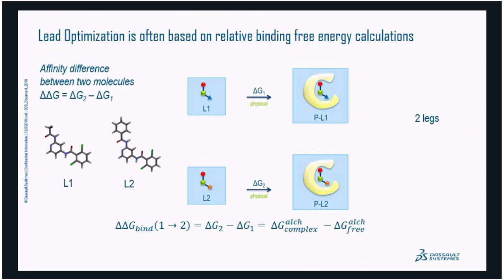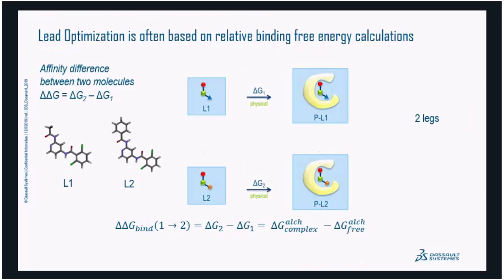So if you look at this cycle on the right, you have your ligand 1 unbound in aqueous solution, and then your ligand 1 complexed to a protein, and then your ligand 2 unbound in solution, and your ligand 2 complexed to the protein. And what we're doing is alchemical transformations.